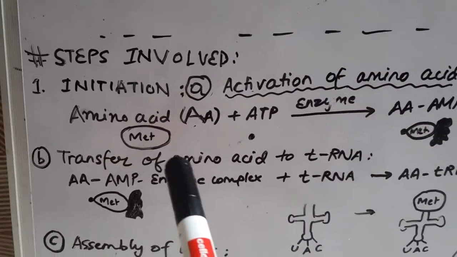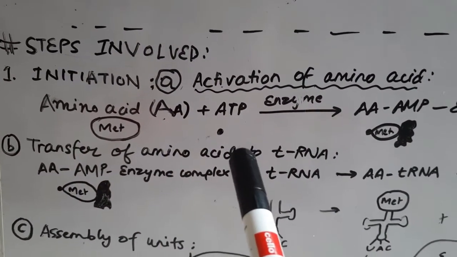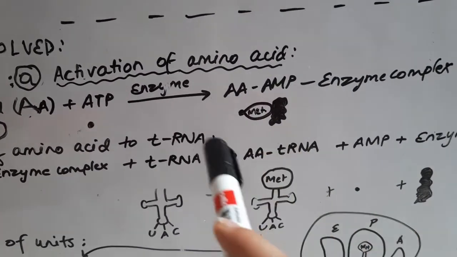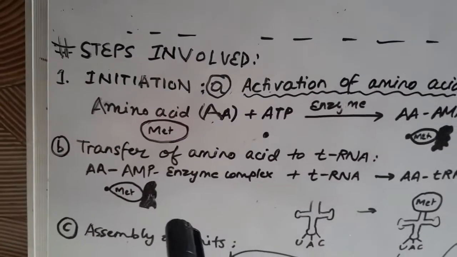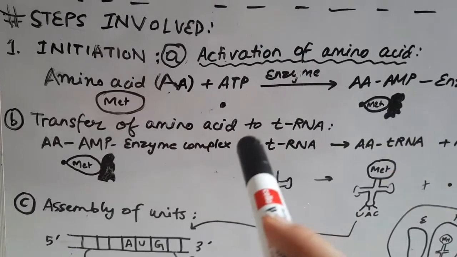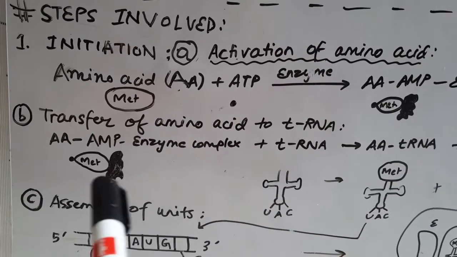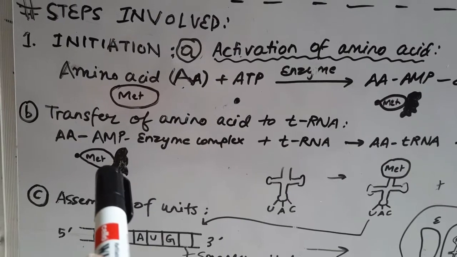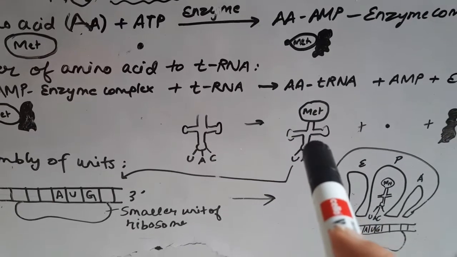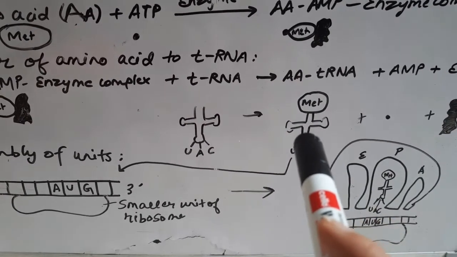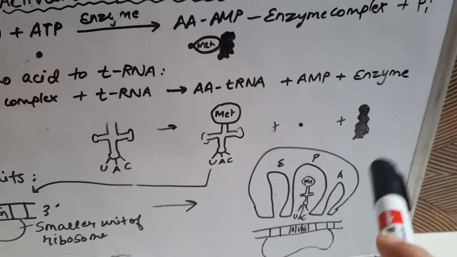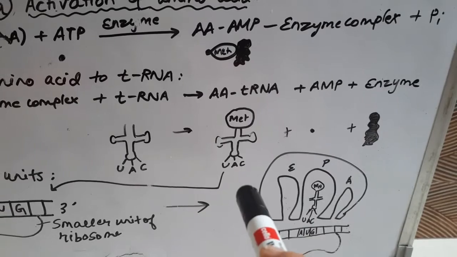Here we are representing the amino acid by methionine, ATP by a black dot, and the enzyme by this symbol. So here we'll get this kind of complex. In the next step, or step B, that is transfer of amino acid to tRNA. Here this complex will be added with the tRNA. Now this enzyme will transfer this activated amino acid to the tRNA. Therefore, this tRNA will receive that amino acid on the amino acid acceptor end, and we will get adenosine monophosphate and enzyme. They will separate out, and this is now our charged tRNA.